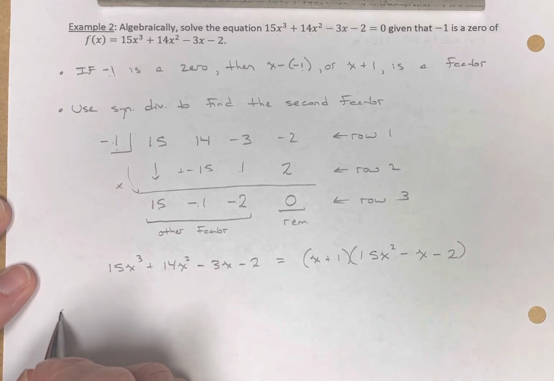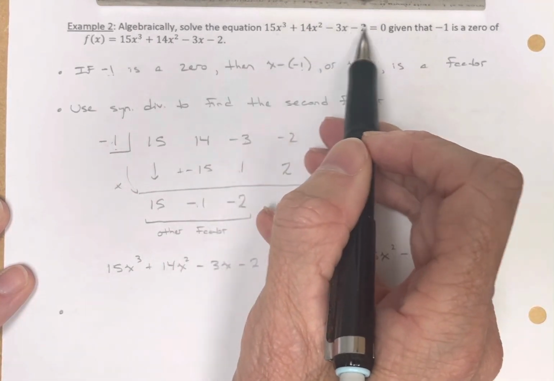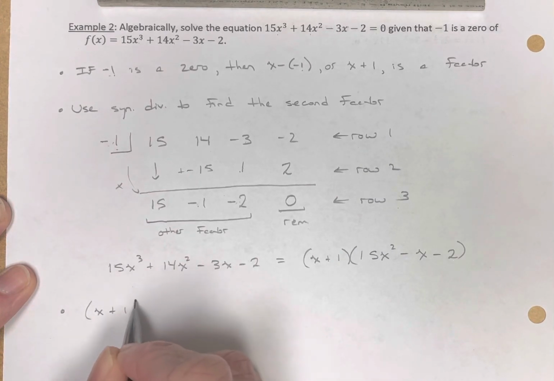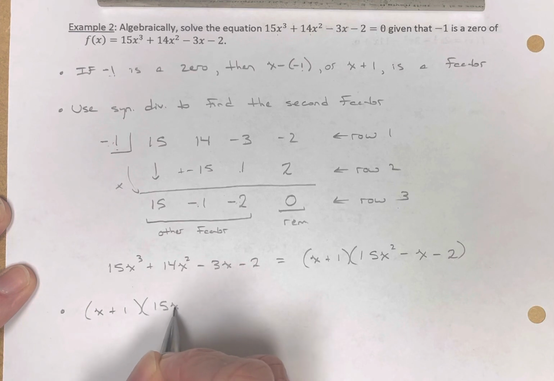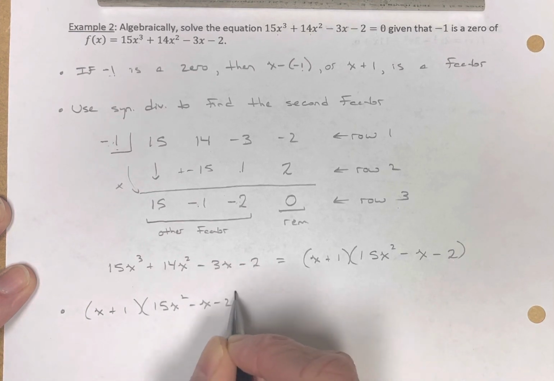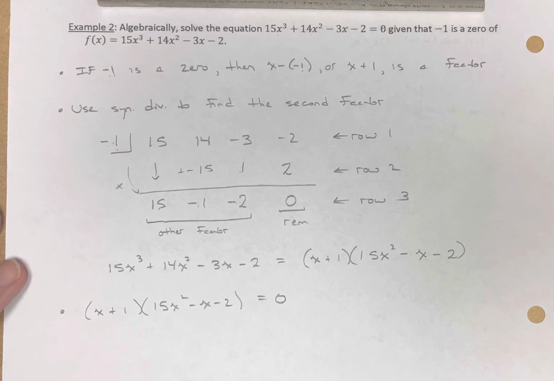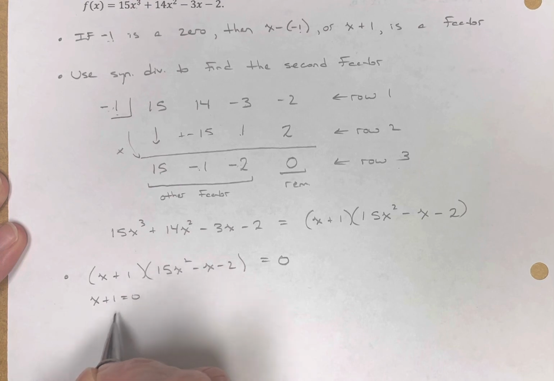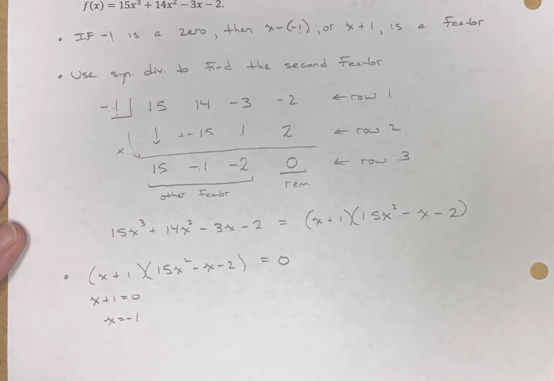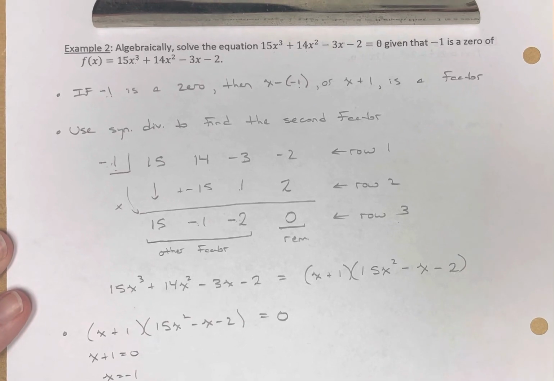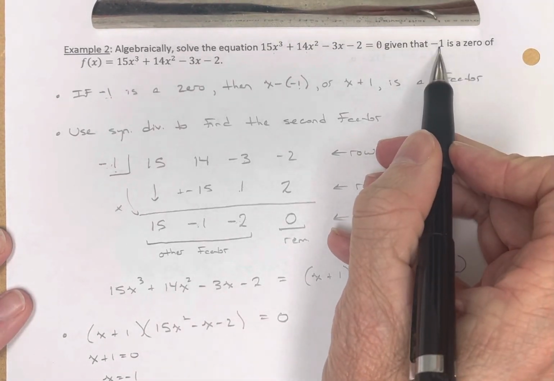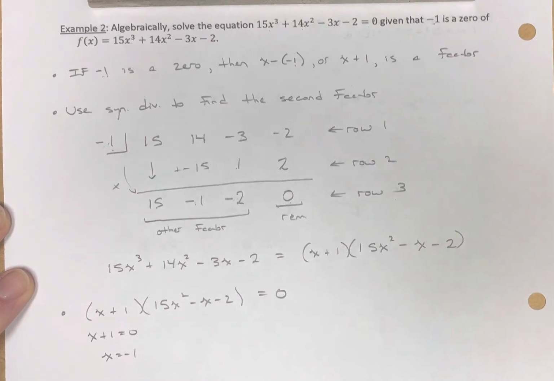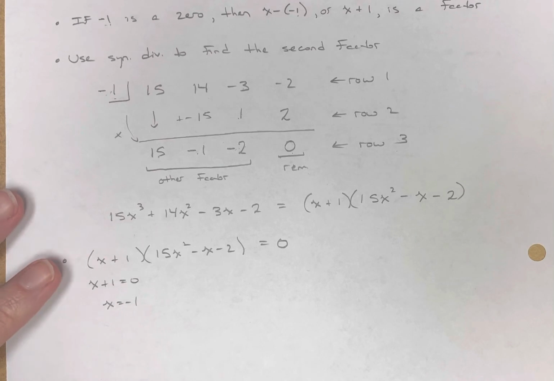Now my question is not to solve the cubic, my question is to solve this: x plus 1 times 15x squared minus x minus 2. I can solve this. Well, we know the first one. This one is x plus 1 equals 0, so I know that x equals negative 1. That's a zero, but I've already been told that once. I proved it with synthetic division. That one I knew. I don't know the other two.